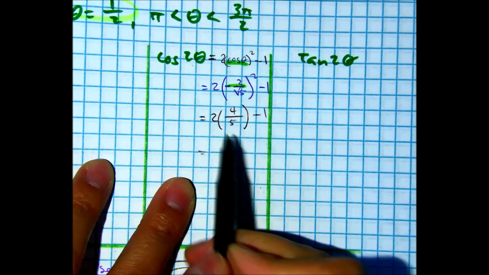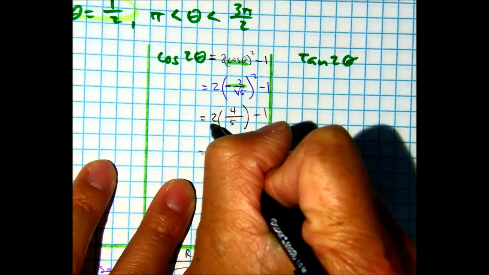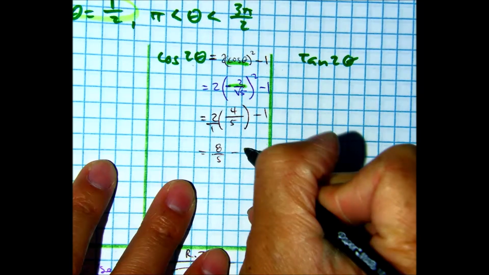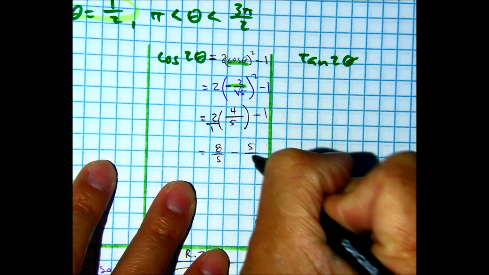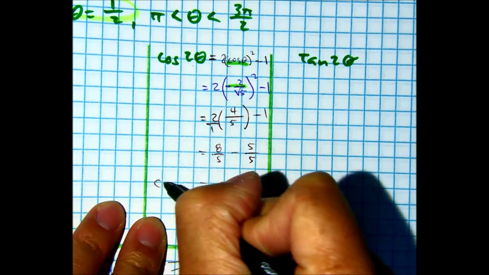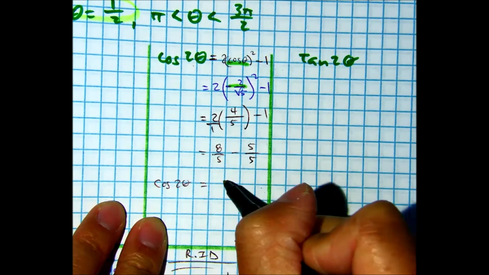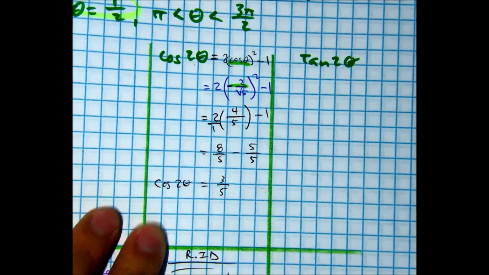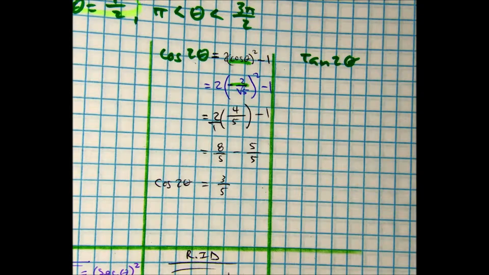How do you make it to a fraction? So now I have 8 over 5 minus, what does that become? 5 over 5. So my answer of cosine of 2 theta equals 3 over 5. Raise your hand if you got that. Good.